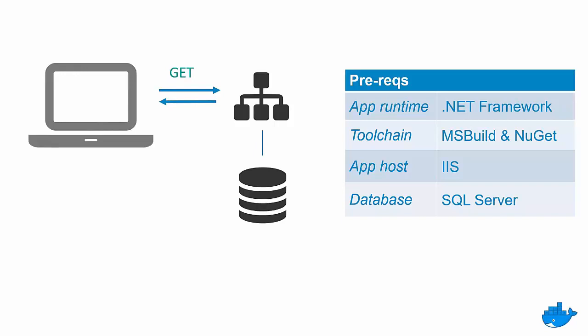Whether I'm a developer joining the team or whether I'm an ops person who's deploying this to a new environment, I've got a whole bunch of things I need to have to make that application work. So I need the runtime. I need the .NET framework. If I'm a developer or if I'm setting up a build server, I need the tool chain. I need MSBuild and NuGet and all the targeting packs and all that sort of stuff. I need the host that's going to run it. So I need some flavor of a web server, which is probably IIS.